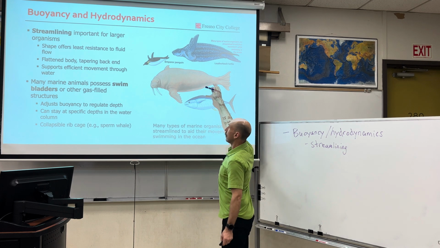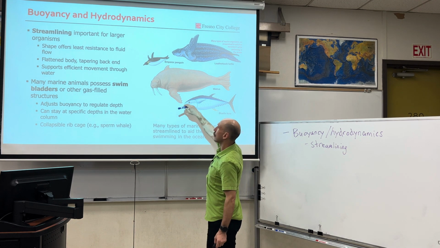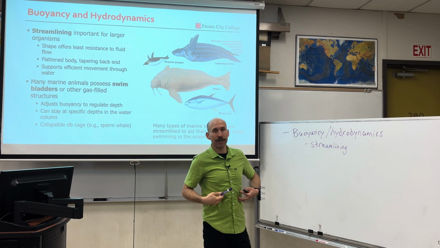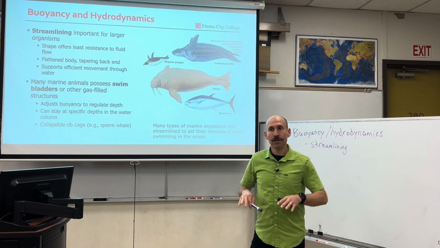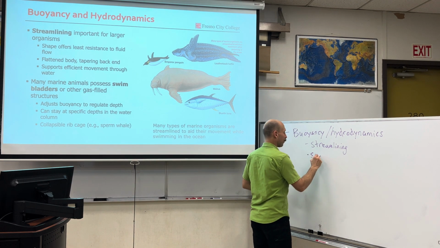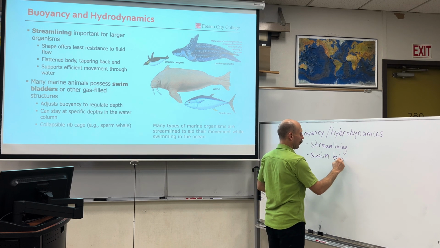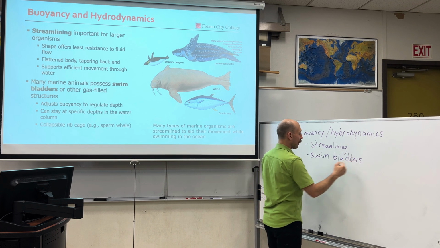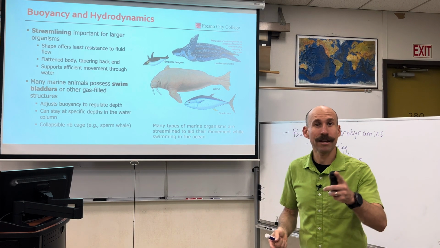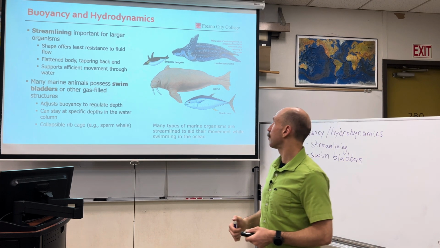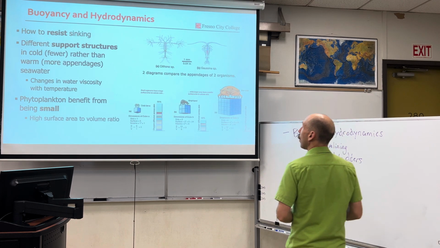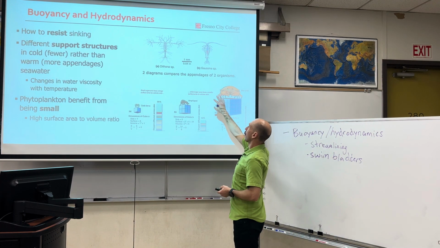Now, buoyancy also happens because many animals have a swim bladder, a gas-filled pouch that can fill or empty to help adjust for depth in the water column. So, important to note too, these are specific adaptations that marine organisms have developed over time to exist in the marine environment. Terrestrial species don't have streamlined bodies or swim bladders. Nope, these are for marine organisms.